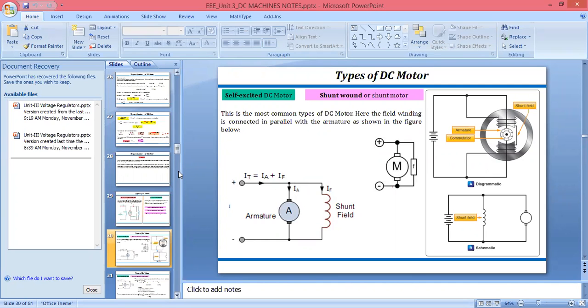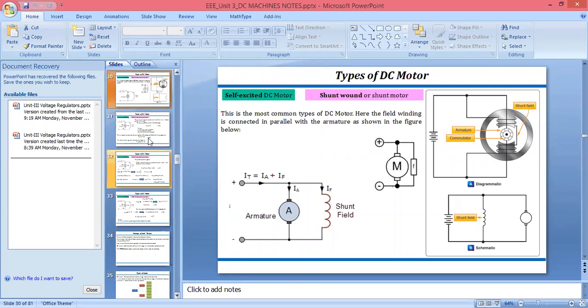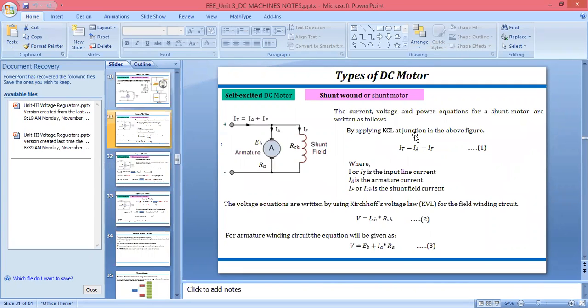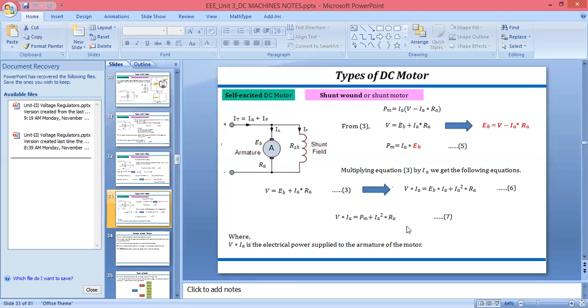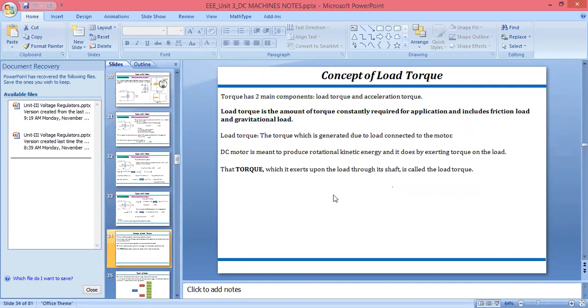Then we have studied the working of the shunt winding. You will get the equations for the supply voltage by applying KVL. Then we have seen the equations for the power. Power is nothing but V into It. You will get power equal to Pm plus Ia square Ra. Then we have seen the concept of load torque.